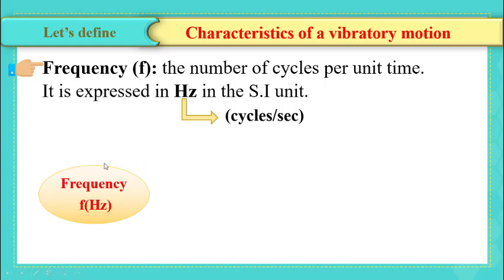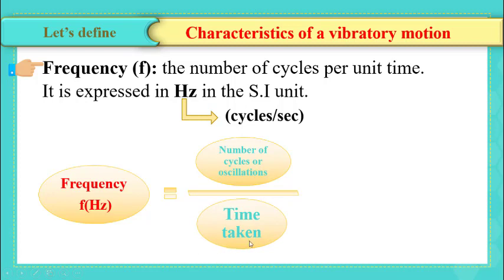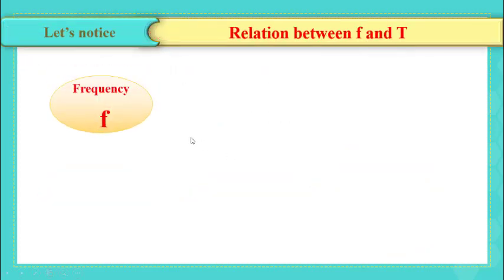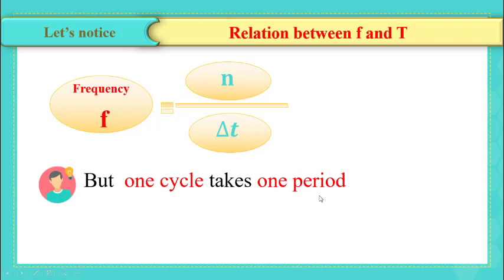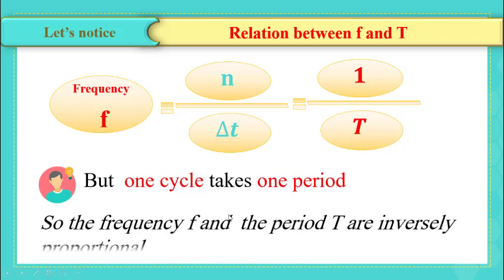We can write that F is equal to the number of cycles divided by the duration of time, and it can be written as N divided by delta T. Let's now try to find a relation between T and F. We've taken in the previous slide that F is equal to N divided by delta T, but each cycle takes one period. So we can replace the number of cycles by one cycle, and the duration of time can be replaced by a period. So F and T are inversely proportional.